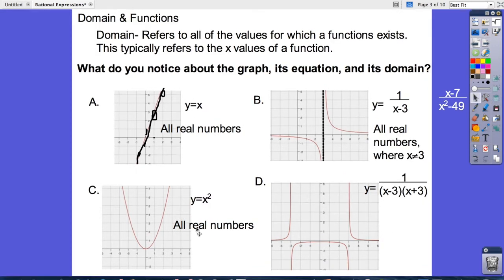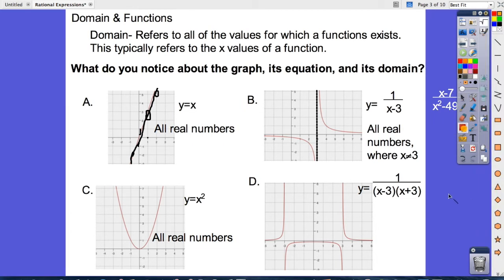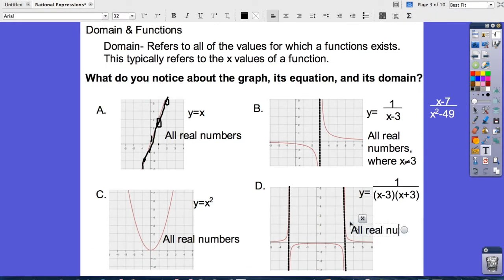Now part D, I'm hoping you'll notice the difference between B and D. You'll see that it has that same area where it doesn't exactly touch. That's right here at -3, and that's right here at +3. These vertical lines that I'm drawing are called asymptotes, which we'll talk about later. But in this instance, your domain is all real numbers where x does not equal 3, or x does not equal -3.